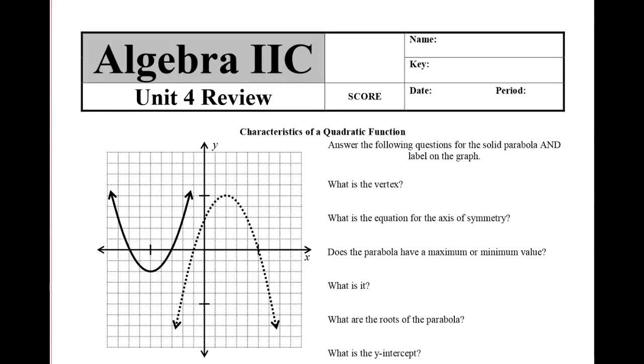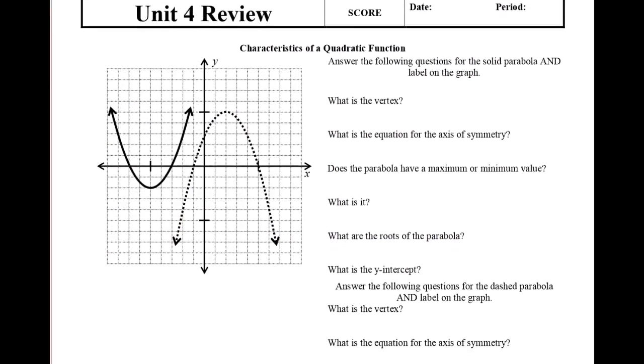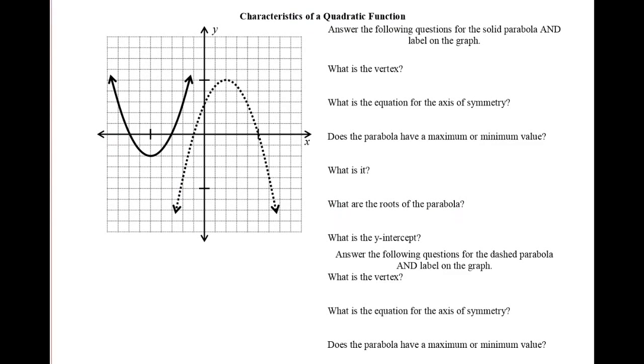All right, let's take a look at the Unit 4 review. Answer the following questions for the solid parabola and label on the graph. So what is the vertex? The vertex here is the lowest point. So that's our vertex, and our point is at (-5, -2).